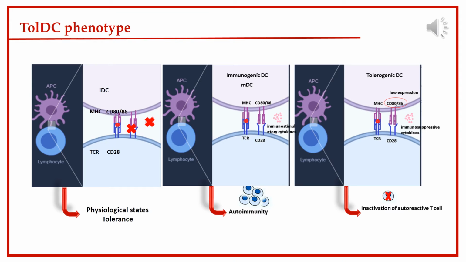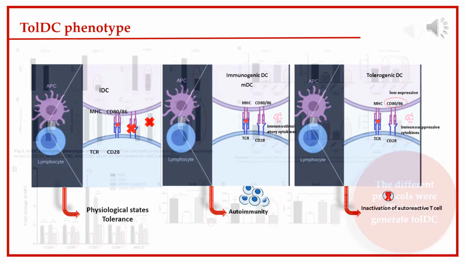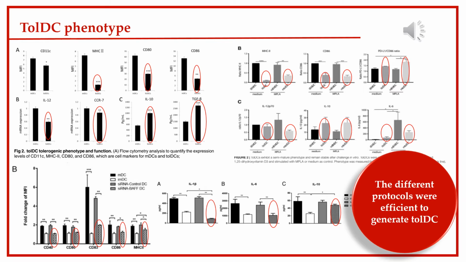Tolerogenic DC presents self-antigens to T cells in the absence of co-stimulation and can secrete immunosuppressive cytokines, leading to the inactivation of autoreactive T cells and the restoration of cell tolerance. Tolerogenic DC maturation is required under inflammatory conditions to inhibit autoimmunity. Thus, these results show that the different treatments were effective in inducing tolerogenicity in this cell.